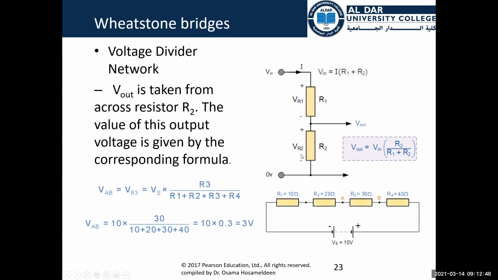So if resistance R2 is bigger than R1, this means we will have a voltage drop on R2 bigger than the voltage drop on R1. And if R2 is small, the voltage drop on R2 will be smaller than the voltage drop on R1. And this is the formula to calculate the V output, which is here. The V output is R2 over R1 plus R2 multiplied by Vn.